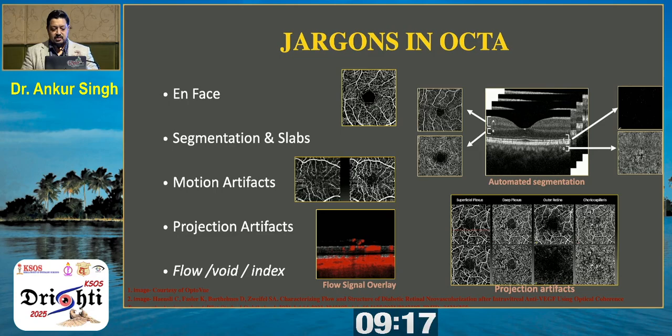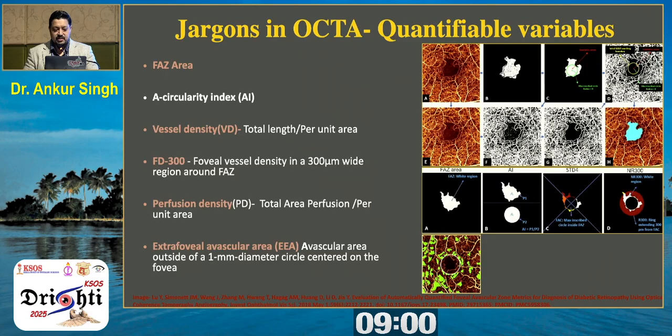So there are certain terms in OCT angiography. One is en-face. En-face is nothing but a 2D representation of the 3D volumetric data. And the depth of the retina where this en-face is taken is known as the segment. If the patient moves his eyes, you can have these motion artifacts as you see in this image. Then you have projection artifacts, flow void, and various indices.